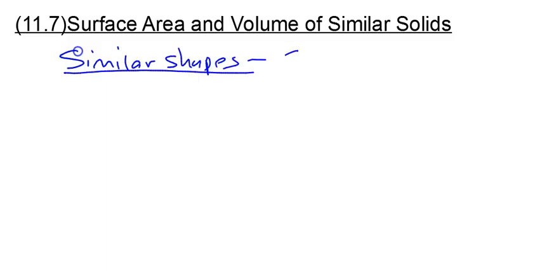So I'm going to talk to you quickly and briefly about the volume and surface area of similar solids. Now we know that for similar shapes, including solids, we always have to have a scale factor. The key here is scale factor, right? The scale factor is the ratio of your lengths.